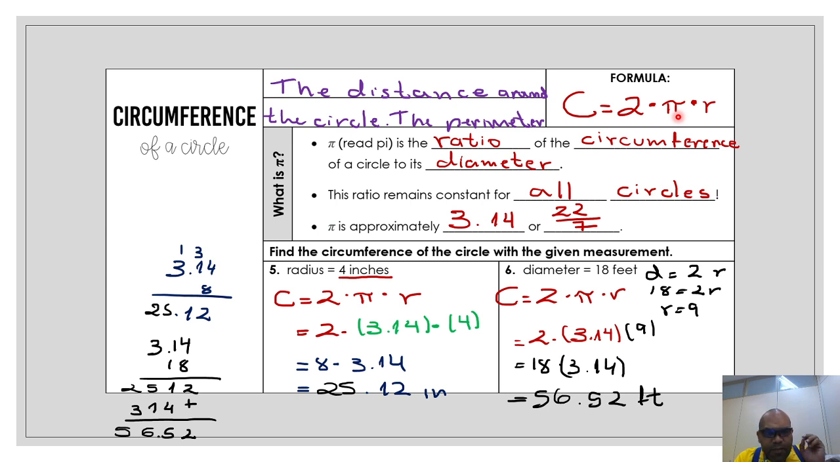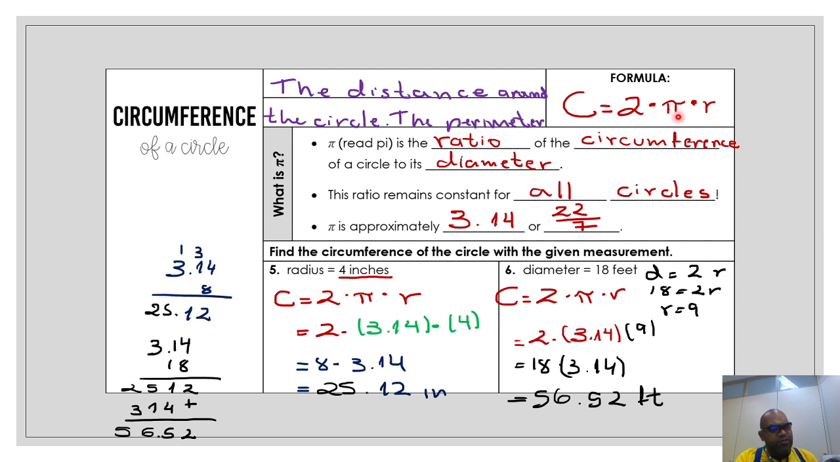But remember, pi is the ratio of the circumference of a circle to its diameter. Great. This ratio remains constant for all circles. Doesn't matter, all circles have the same ratio. Great. And pi is approximately 3.14, or if you want to use a fraction, 22/7. It's up to you. Great, guys. I think you understand what it is. Let's go ahead and figure out more stuff.